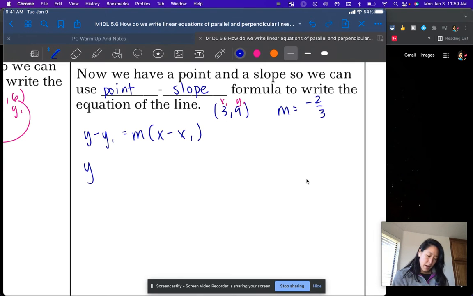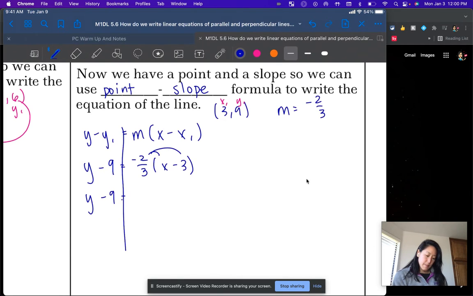Okay, so I have y minus 9 is equal to negative 2/3 times x minus 3. Distribute the slope. So I have y minus 9 is equal to negative 2/3 x, and I'm going to do the fraction on the side. So negative 2/3 times negative 3 over 1. Go ahead and just put over 1 here.